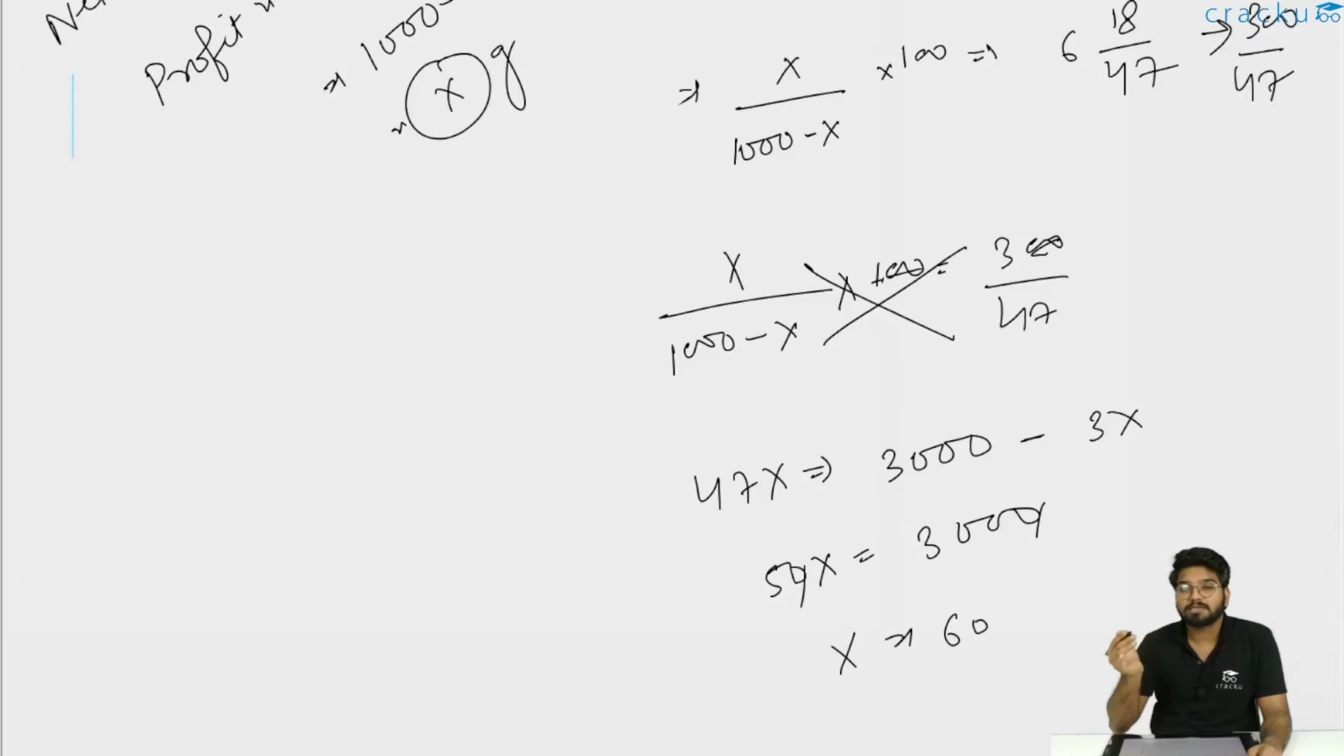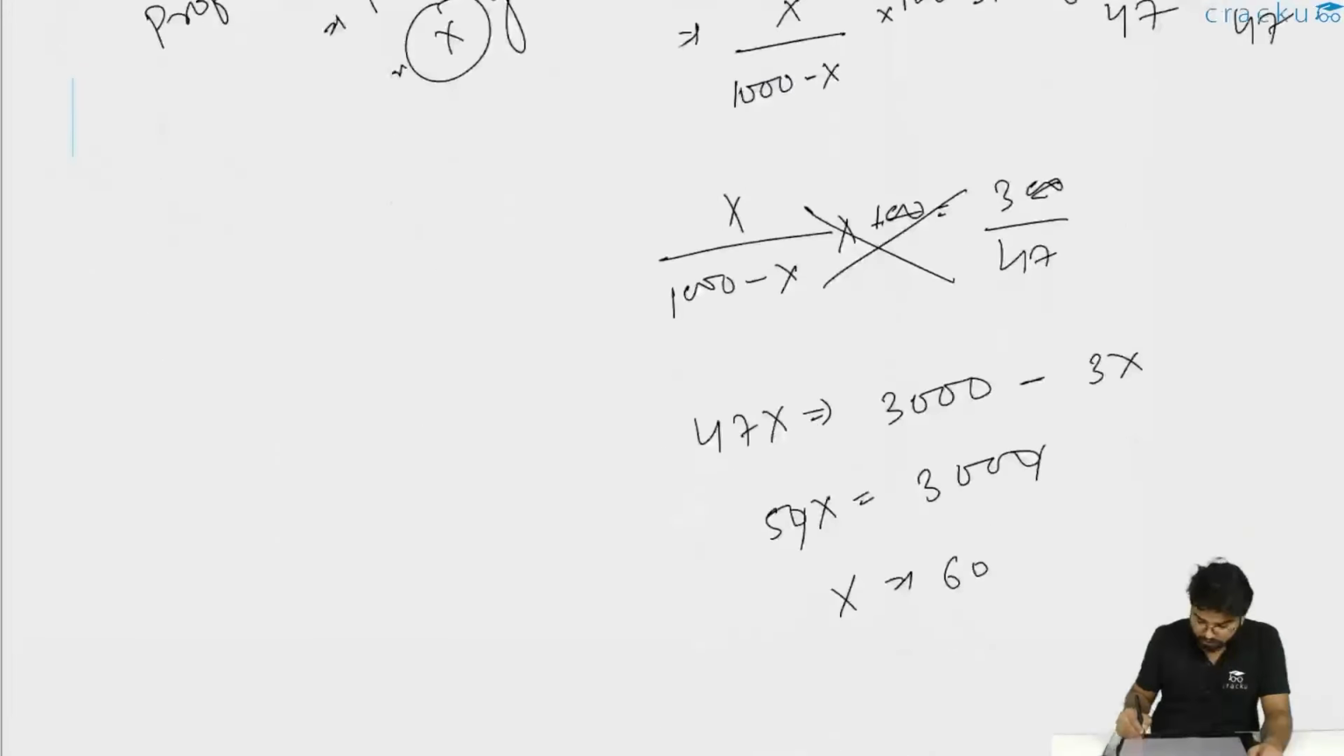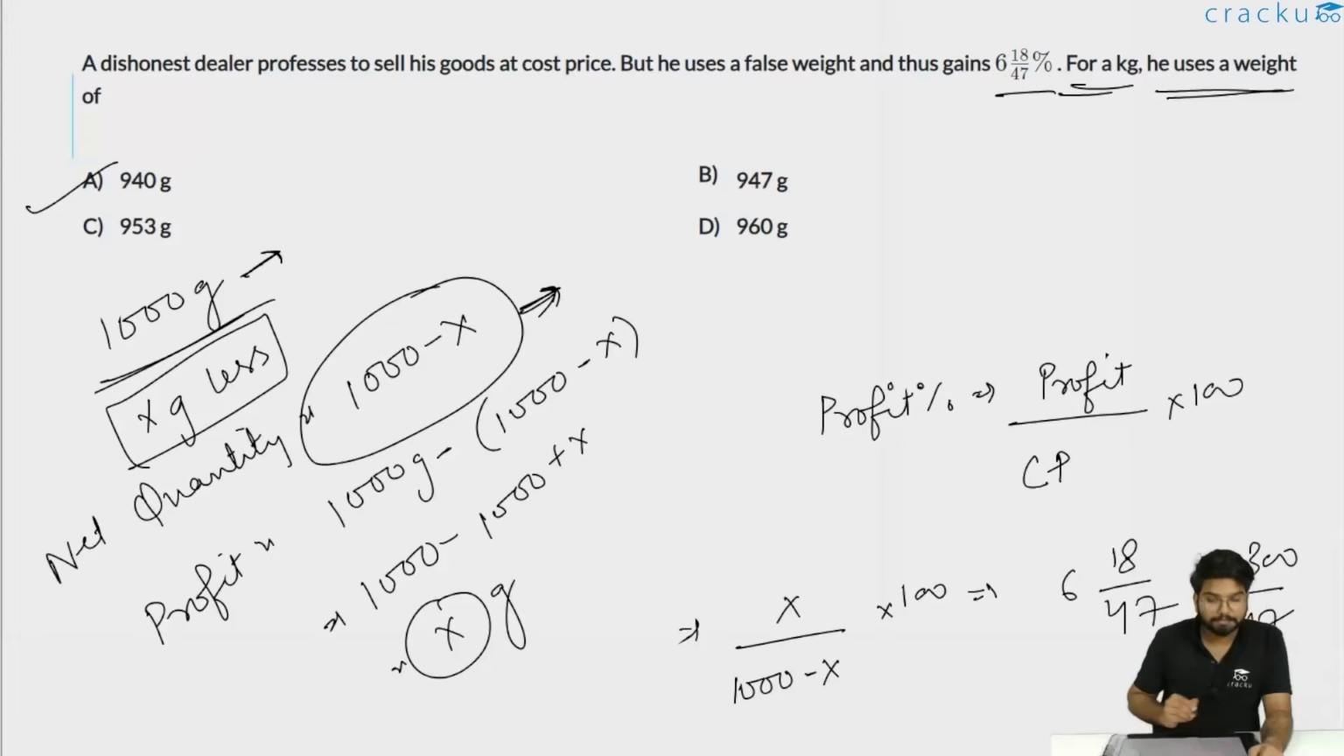Actually giving 60 grams less. If a person is asking 1000 grams, he is giving only 1000 minus 60 grams, that is 940 grams. In this way he is making some profit. So for 1 kg he uses a weight such that he is giving 60 grams less. So 1000 grams minus 60 grams, so he is using a weight of 940 grams, which is option A.